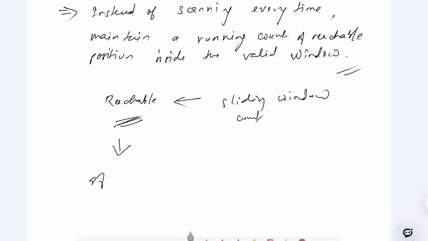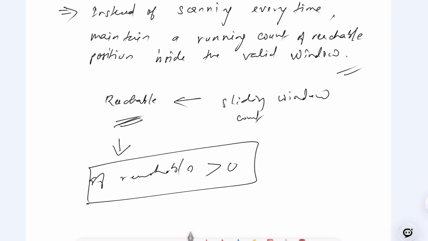If the reachable is greater than 0, guys, it means we have the number, then the current index is reachable, right? So this reduces the complexity from O of n square to O of n. This is the huge thing that we should understand. So do not think that this reachable is not important.